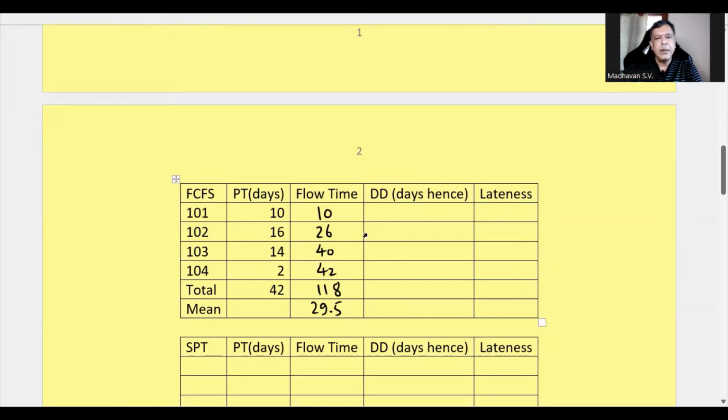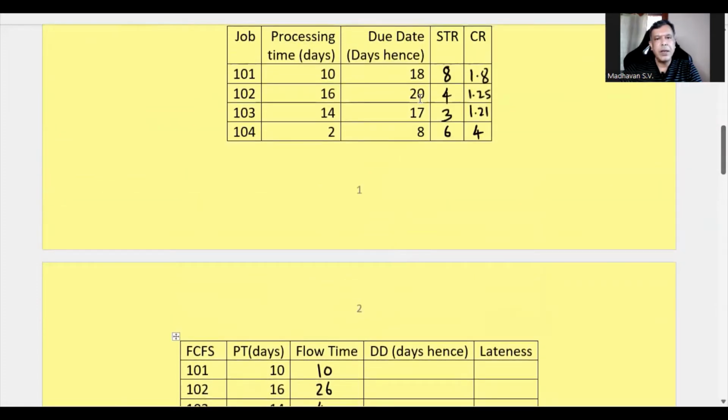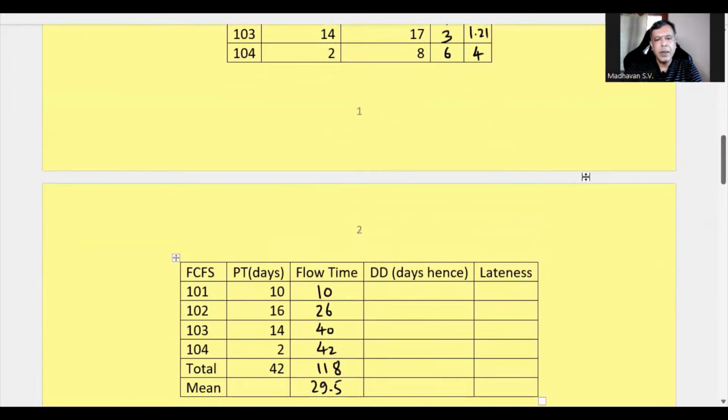Due date days hence, that is already given in the question. We'll have to copy that. 18, 20, 17, and 8. This is what is given in the question.